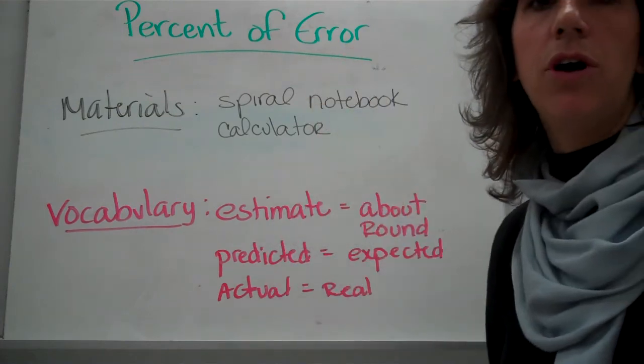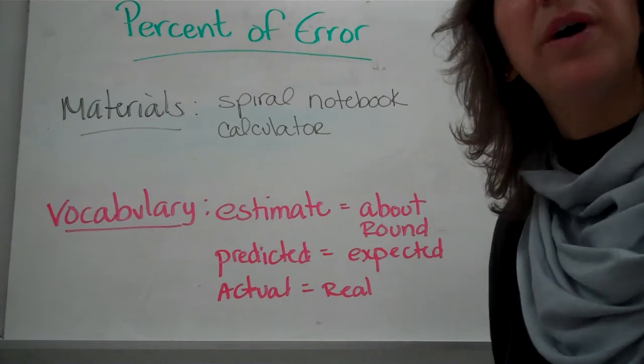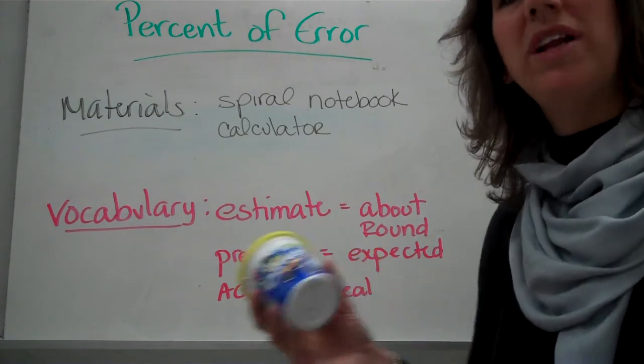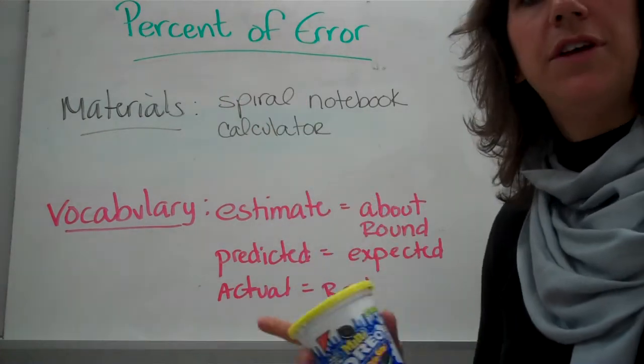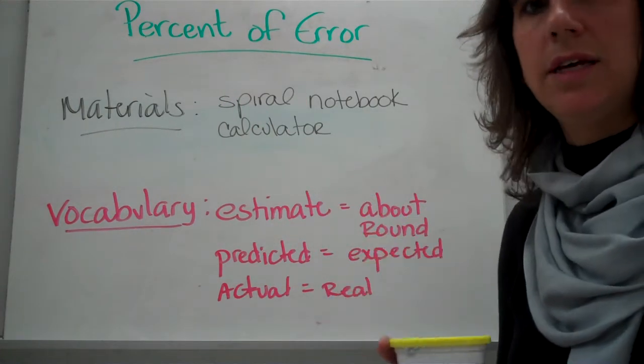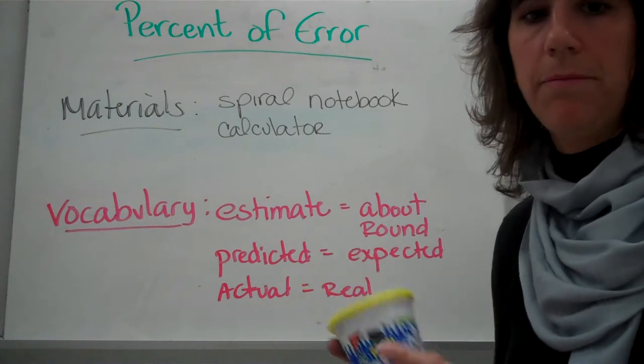That's what percent of error always is. Well, this is what it says it's going to be. What is it really? And what's the difference, or the percent of difference between what really is versus what it's supposed to be? Okay?